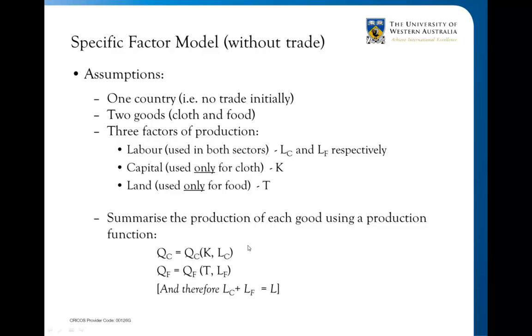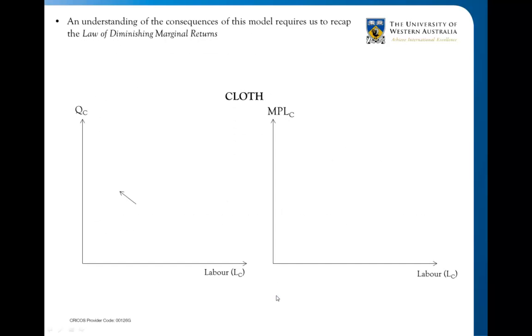If we look at a production function for each, we've got the production function of cloth, which is a function of capital and the labour employed in cloth. And we've got the production function of food, which is a function of the land, which is specific to that factor, and the labour used in food. The sum of the labour used for cloth and food is equal to the aggregate labour available to this economy.